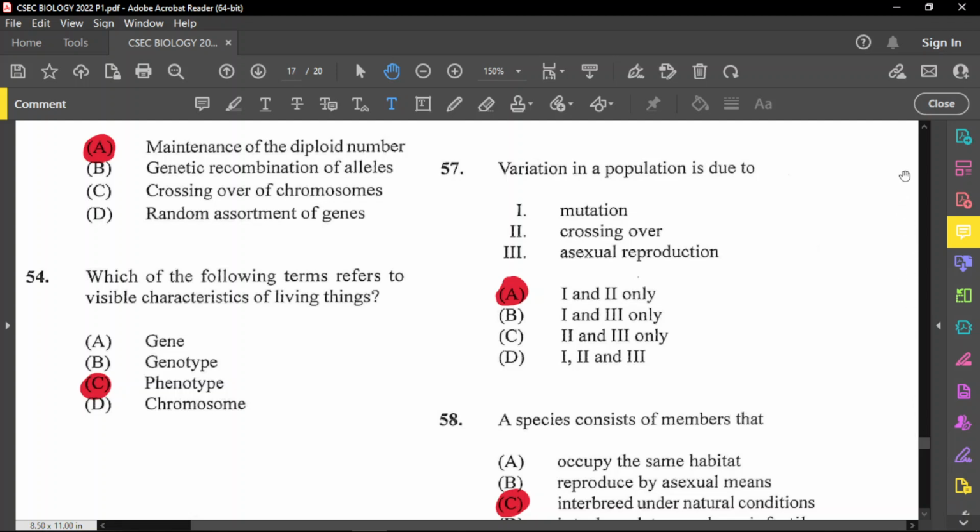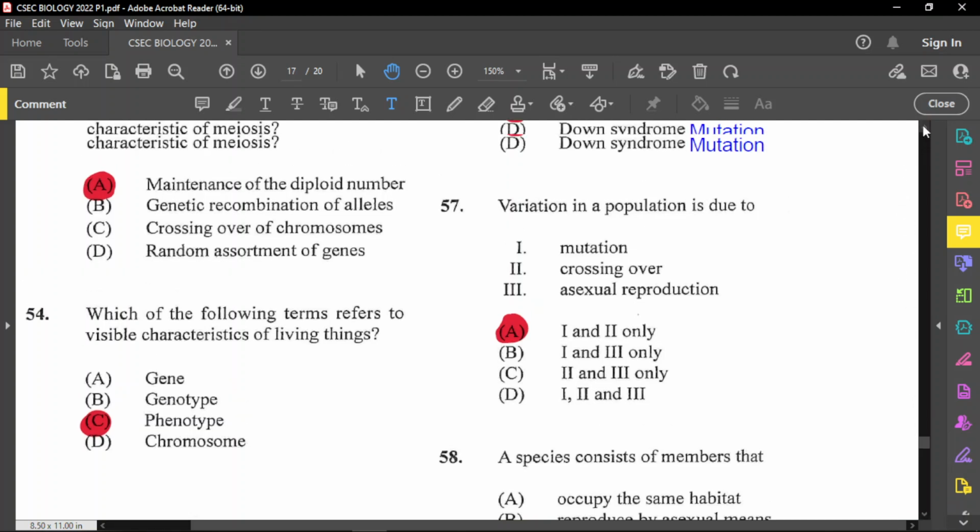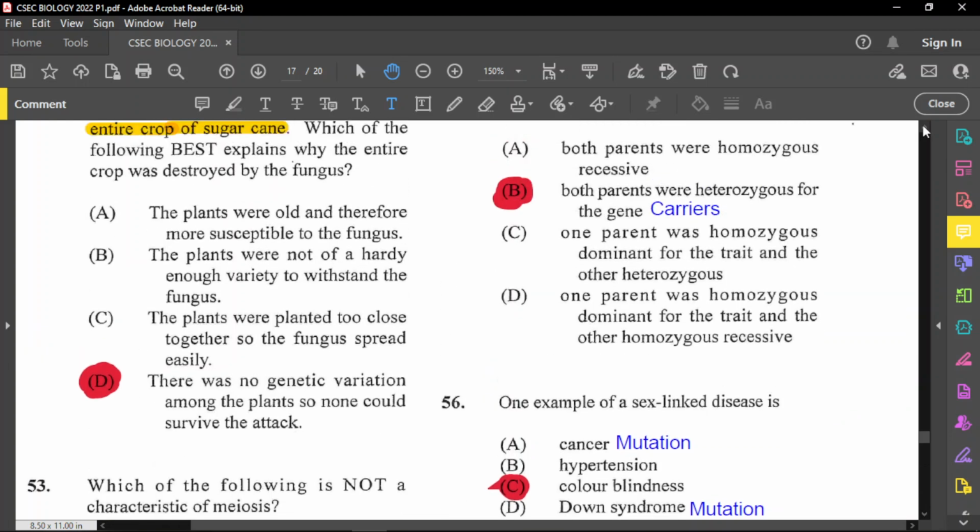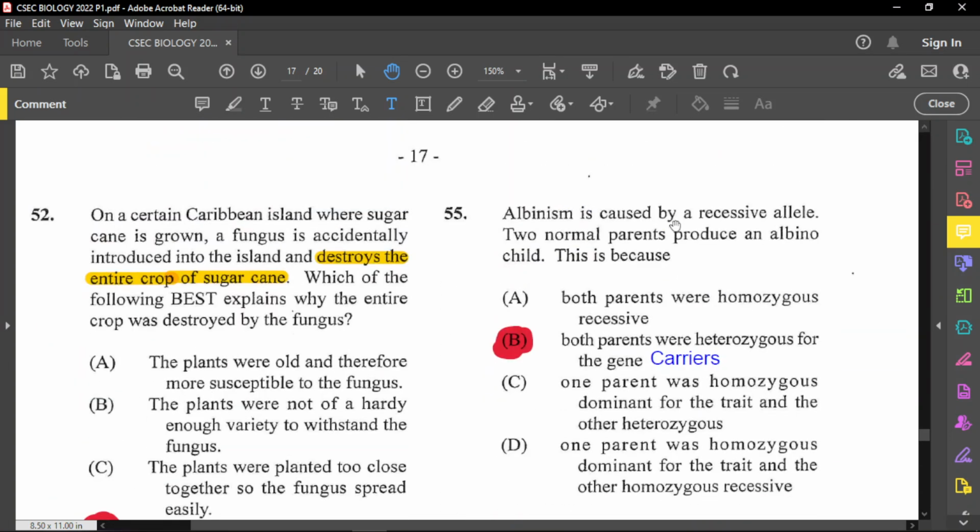All right, so let's jump to 55 really quick, and we're at the end of the tunnel. There is light, my friends. All right, 55. Albinism is caused by the recessive allele. 2 normal parents produce an albino child. This is because of what? If both parents are normal, the only possible way that they could produce an albino child, which is recessive genes, is that both of them must have a carrier for that allele.